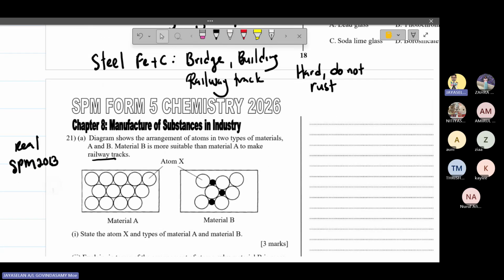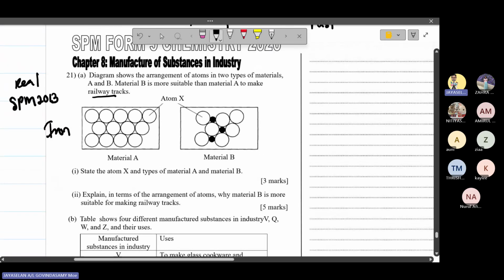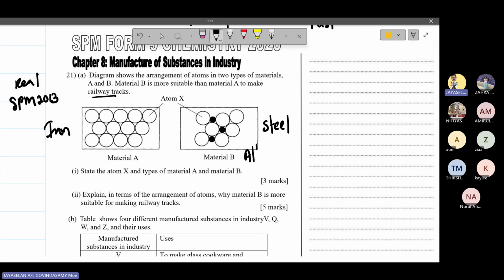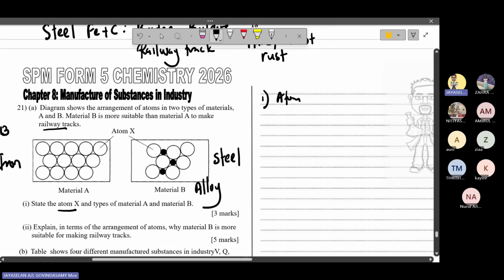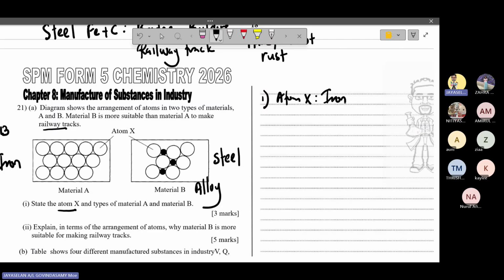Okay, this is iron. Iron, and this is called what? Steel. Okay, which one is the alloy? B is your alloy. State the atom X. So I put here number 1, atom X is what? Iron. 1 mark. State the type of material A. So I put here material A is your iron. You can put iron or iron block. Material B, you can put what? Steel block.